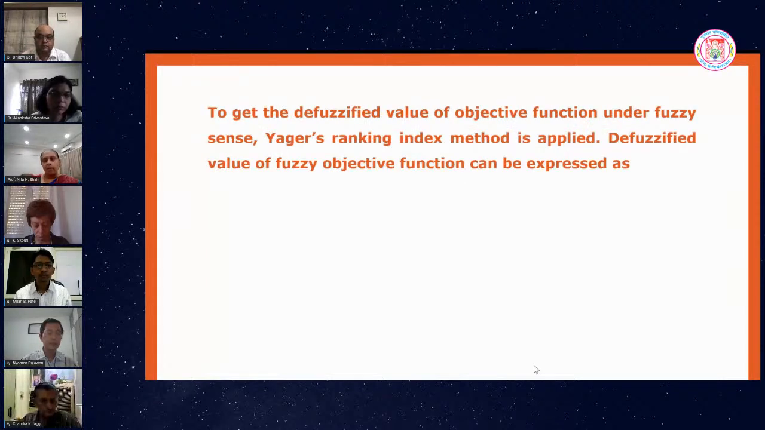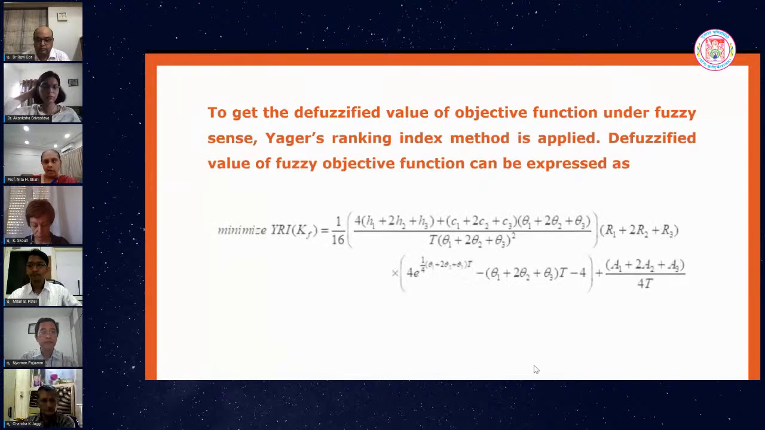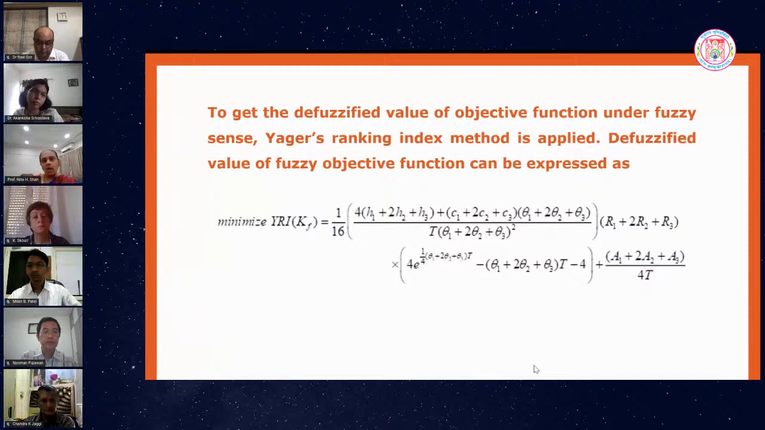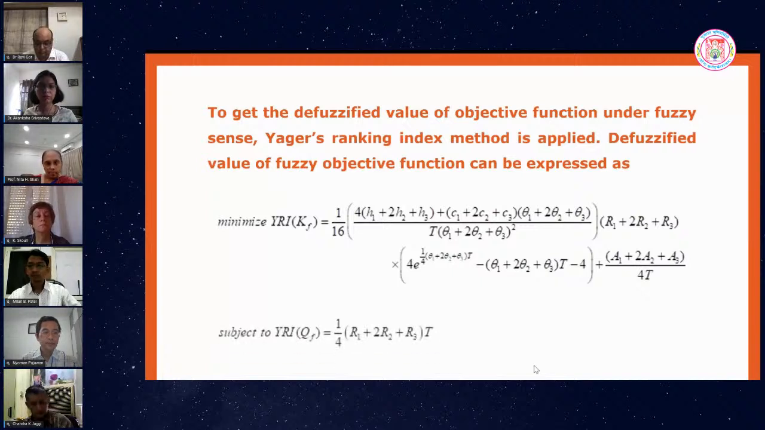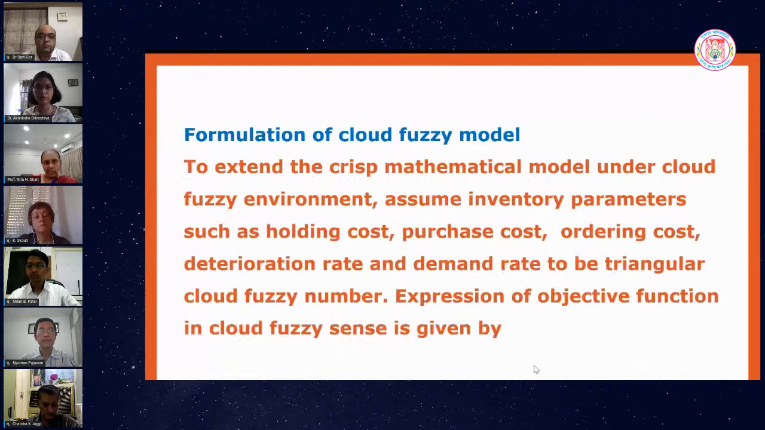To get the defuzzified value of the objective function under fuzzy sense, Yager's ranking index method, as I said, we will apply, and the defuzzified value of the fuzzy objective function can be expressed in this form. So now we have defuzzified. So we are once again back with the defuzzified approach, that is Yager's ranking index. So now I have this function to be optimized, and correspondingly, we will have the value of optimum order quantity in the fuzziness concept.